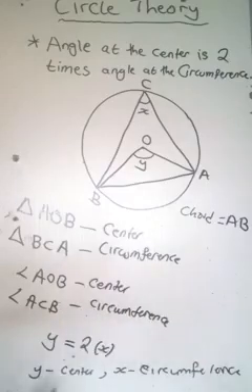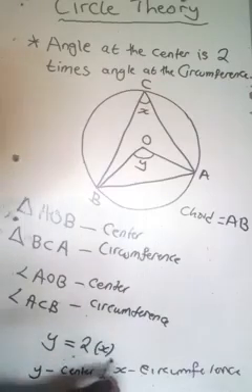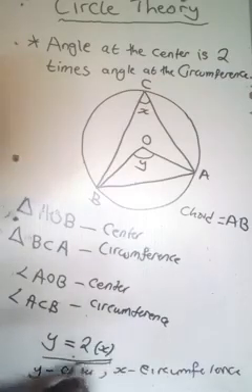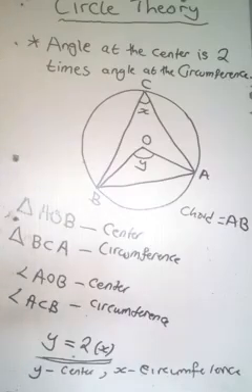Okay. So if X represents the angle at the circumference and Y represents the angle at the center, then we can mathematically write our theory as Y equals 2X. This is a very important equation, because once you understand how we arrived at it, it is not a static equation. I mean, you just produce it.